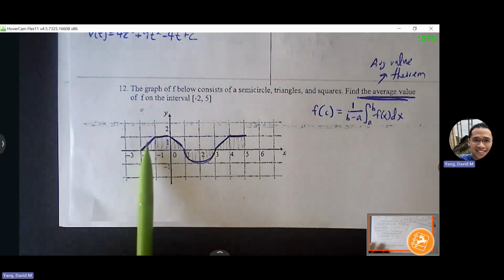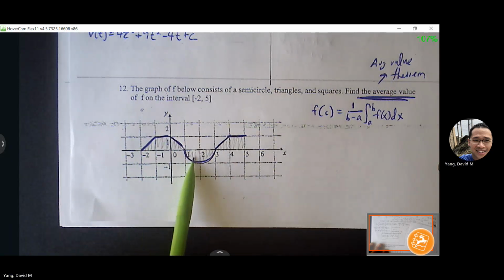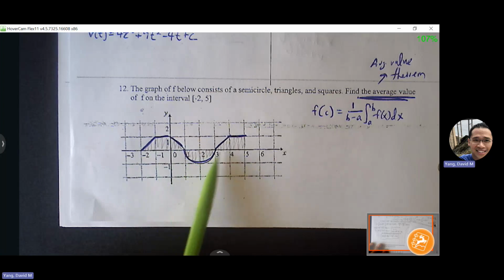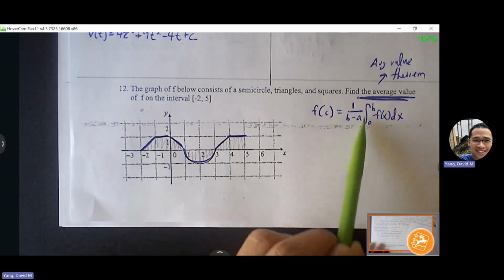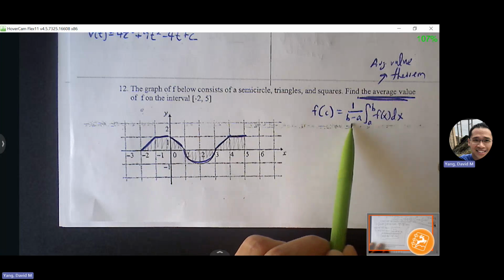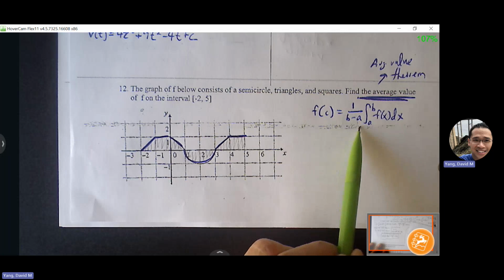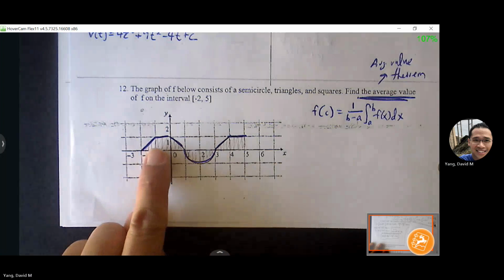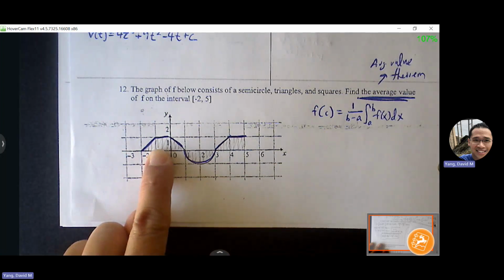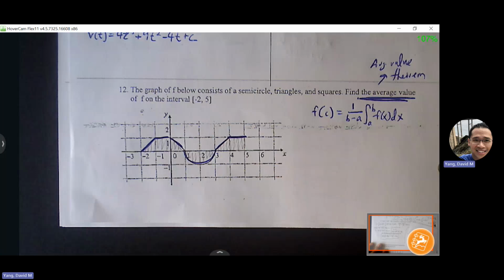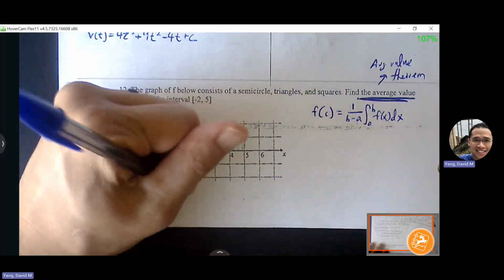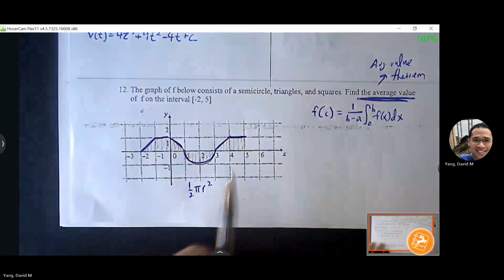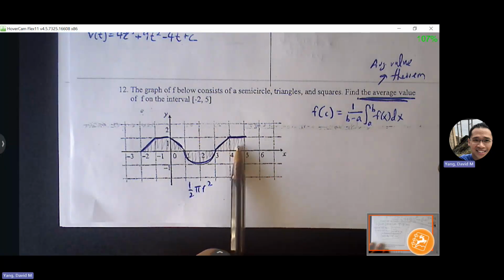Anything above the x-axis, we want to keep positive. Whatever is below is negative. So we just add up the positives and negatives. That represents our definite integral, and then we multiply by the fraction 1 over b minus a. Okay, so triangle is 1/2 base times height. Square is width times height. Semicircle is 1/2 pi r squared. And then you've got a triangle, 1/2 base times height, and a square.